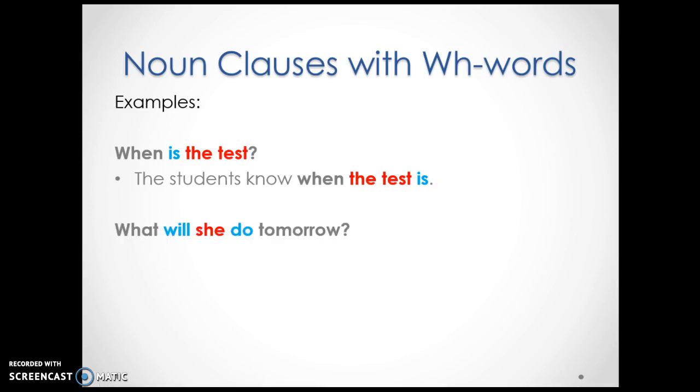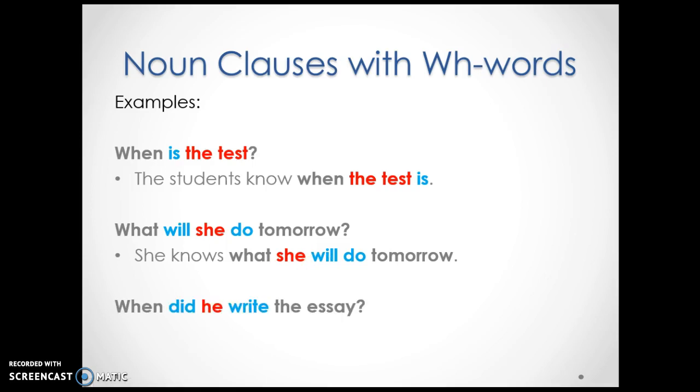Here's another example. What will she do tomorrow? This is the WH question. Now you want to change it into a WH noun clause. So we can say she knows. We have the subject and verb. We put in the WH word, same WH word, what? She will do tomorrow. So again, notice that the helping verb and the subject, they switched back around to statement word order.